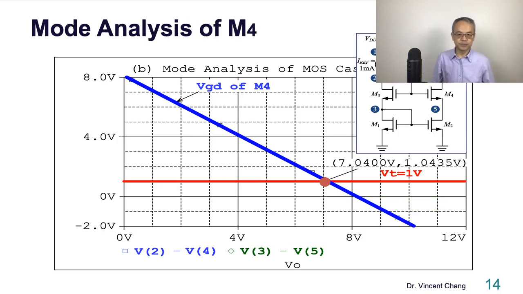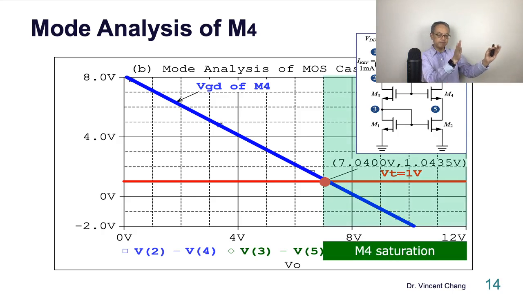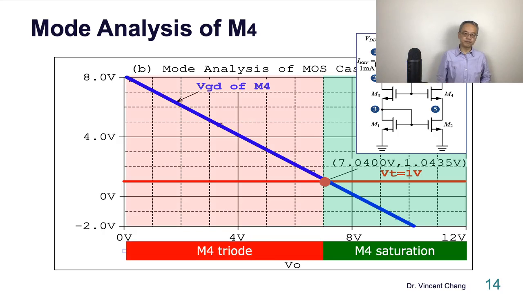Why? You see this. When VO goes down, the intersecting point, the brown point on the right-hand side, represents what? Put this down on your note. VGD less than VT. If you are familiar with the characteristics of MOS semiconductor devices, then you should know this is the condition for a transistor to operate in the saturation region. VGD less than VT, saturation. On the other side is triode. VGD greater than VT, triode.